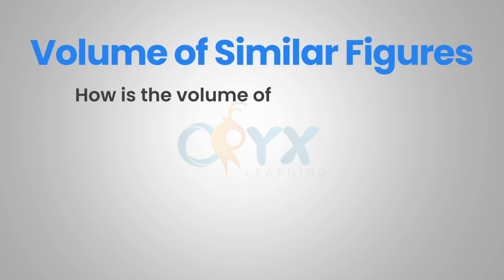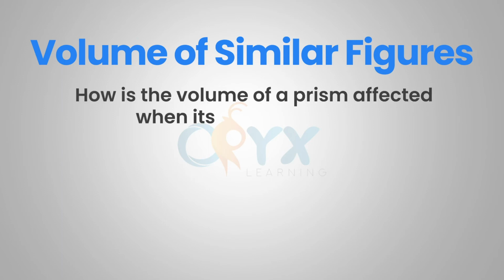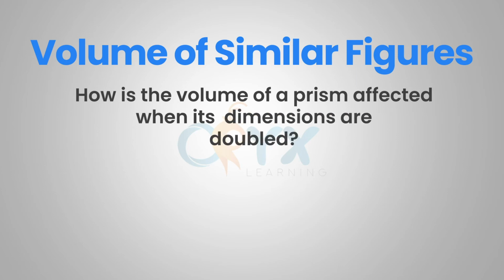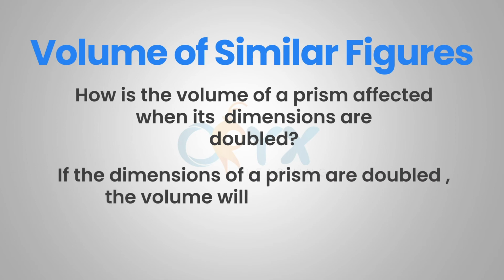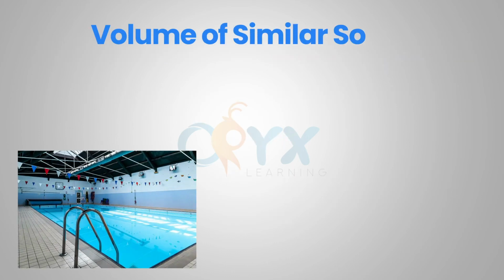So how is the volume of a prism affected when its dimensions are doubled? If the dimensions of a prism are doubled, the volume will be 2 to the third, or 8 times greater. So let's get back to our original problem.